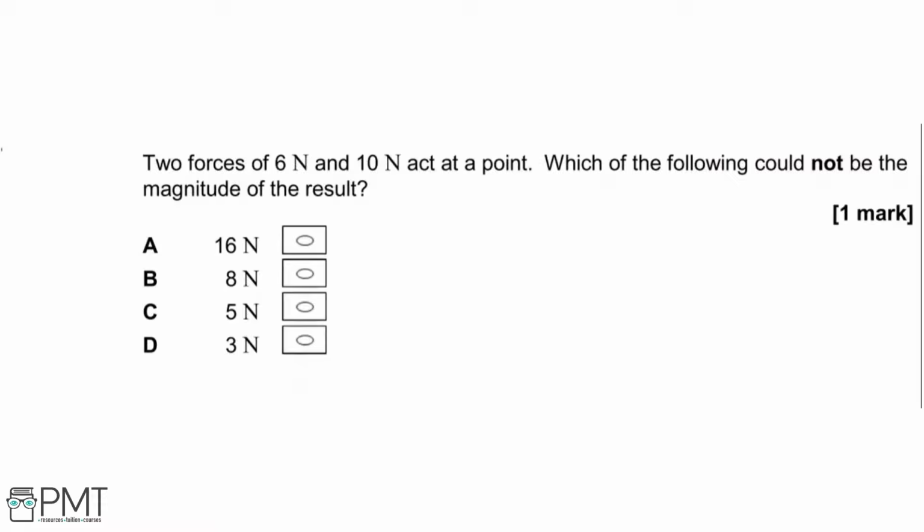In this multiple choice question, you're given two forces of 6 newtons and 10 newtons, and they act on the same point. So we want to know which of the following could not be the magnitude of the result. Now, what I would do for this one is draw a free body force diagram, but actually that free body force diagram is going to change.